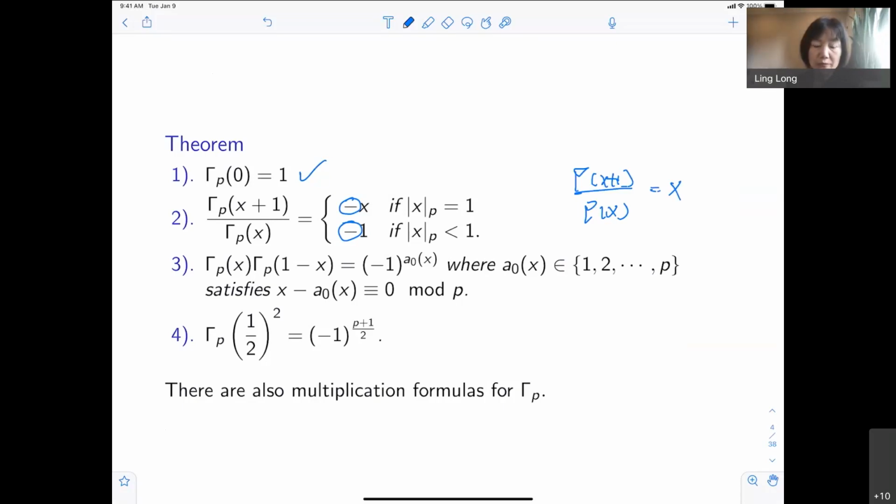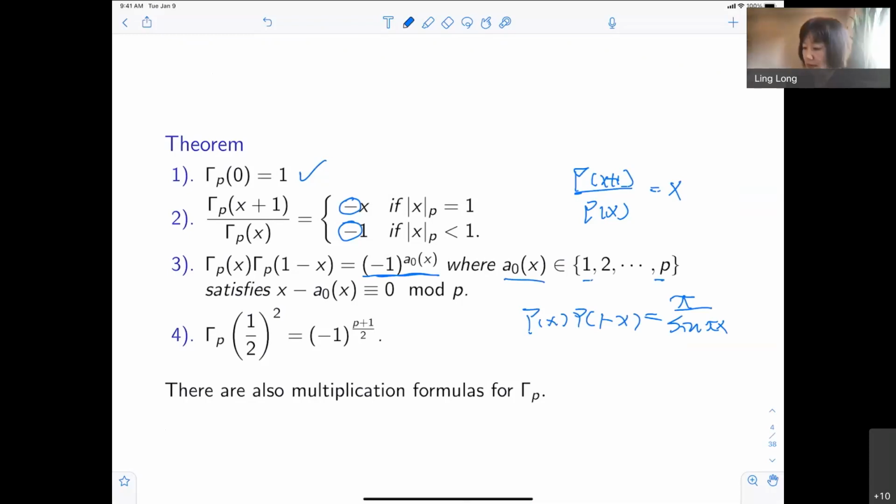There is also the reflection formula, which is similar to the case for gamma, which is gamma of x times gamma of 1 minus x, you get pi over sine of pi x. And in this case over here, what you will get more or less is plus or minus 1. And this power is going to be an integer. It's unlike the traditional first digit. It goes from 1 all the way to p.